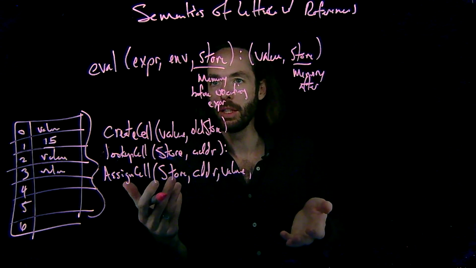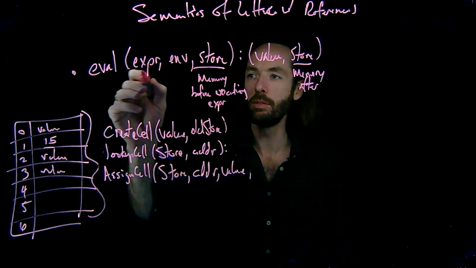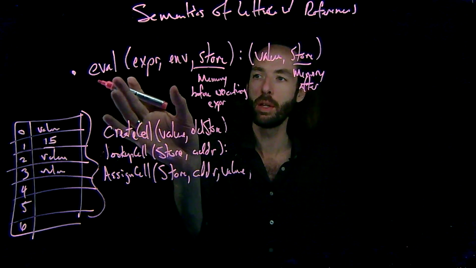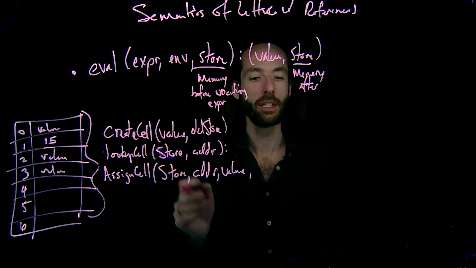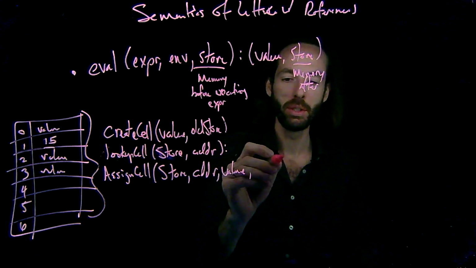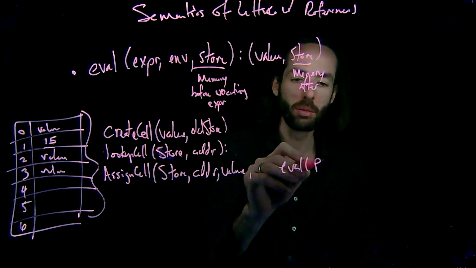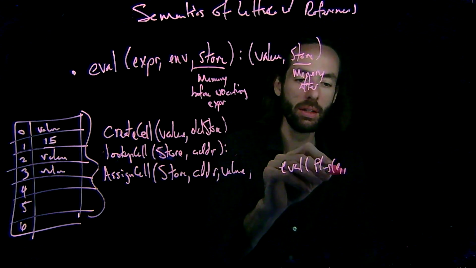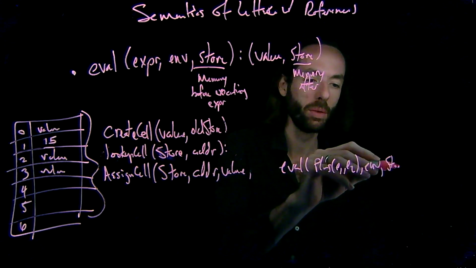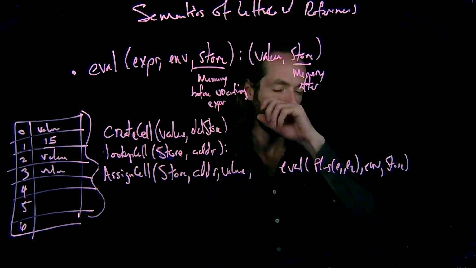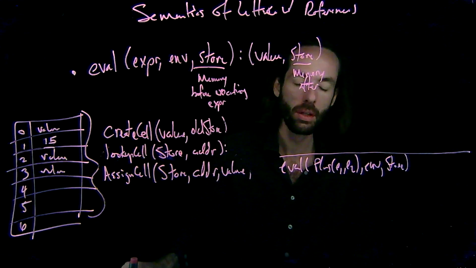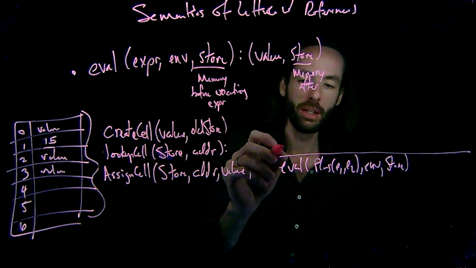And every time we do any sort of evaluation, as you notice here, we've changed the way evaluation works. Before we didn't have any store and there was just a value that would be returned. Now we need to update everything to keep track of the store. So let's look at one of our earliest ones, eval of plus of E1 and E2, under some environment and now with some local store. Well, what do we have to do in order to evaluate this? Well, we evaluate E1.